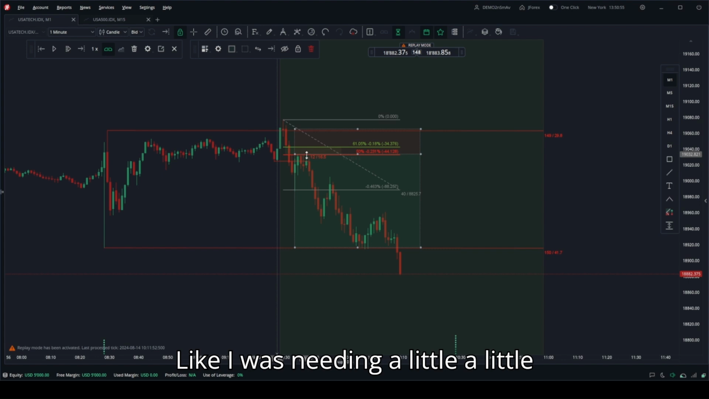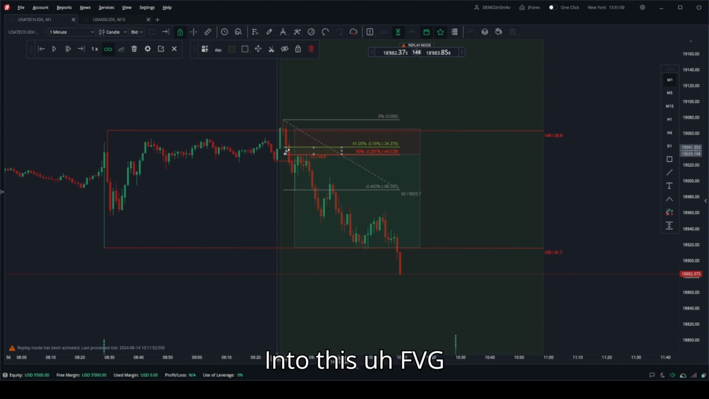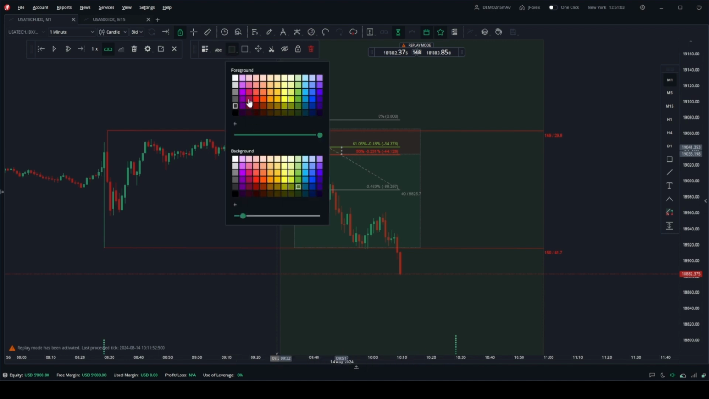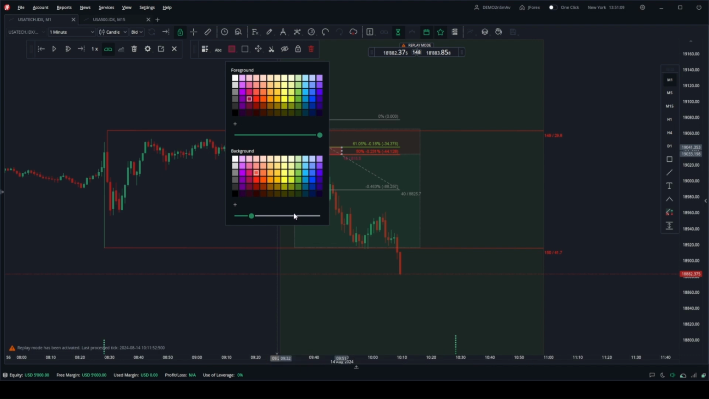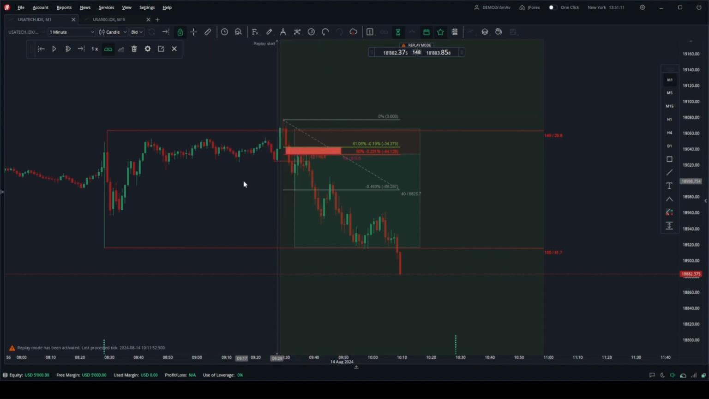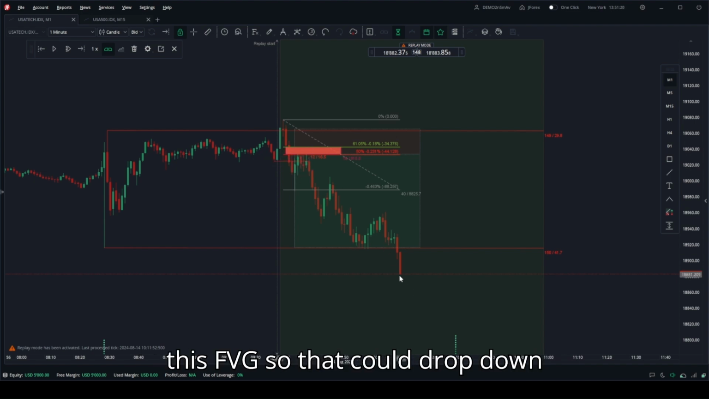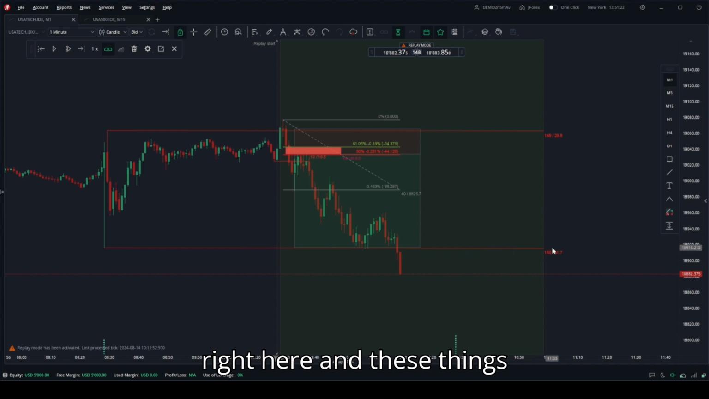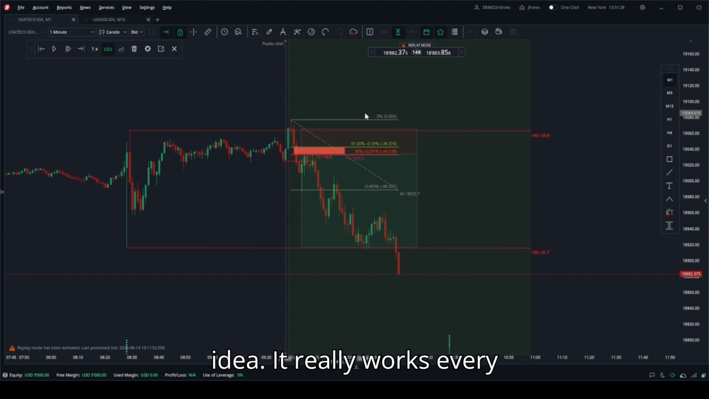I needed a little push, right here into this FVG. If I make it like this, I think it will be clearly visible. This was my FVG. I needed the price to come back into this FVG so that it could drop down right here. And this didn't work out. But this is the idea. It really works every time.